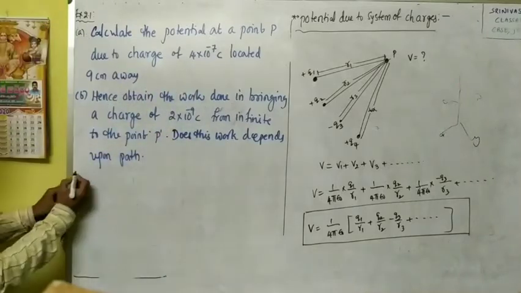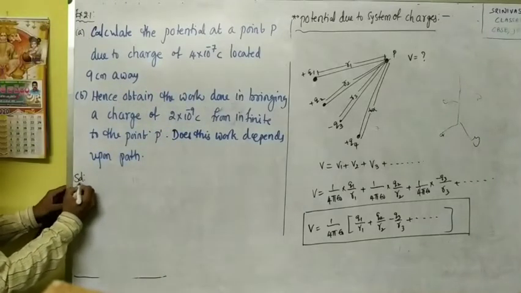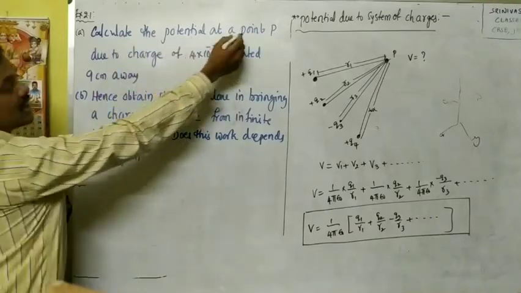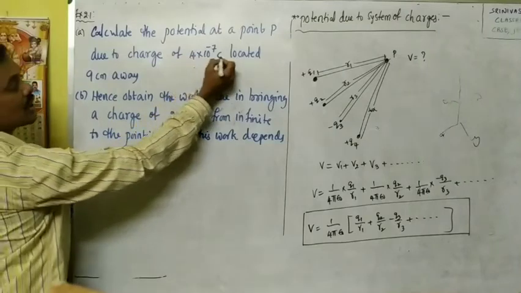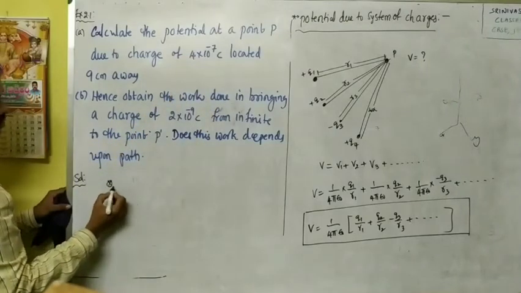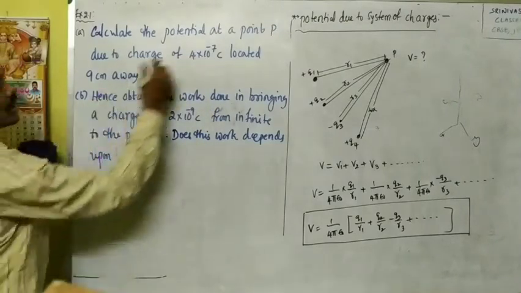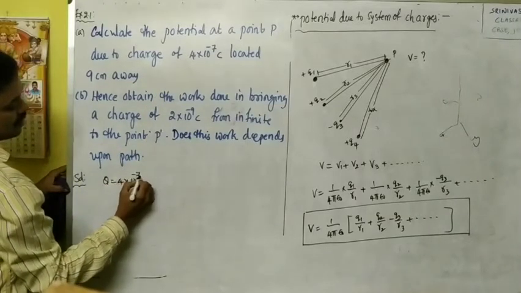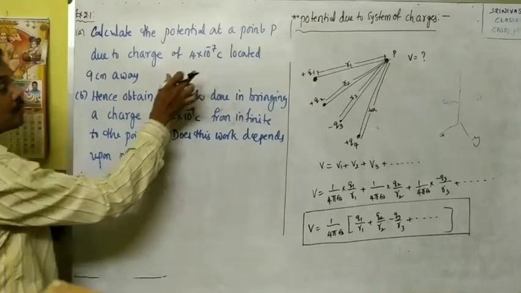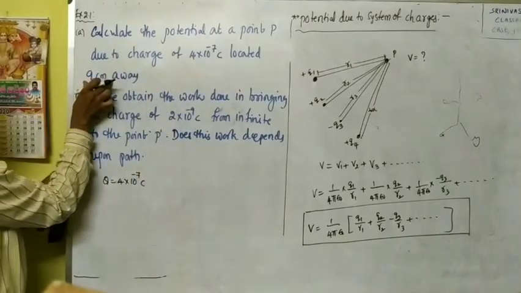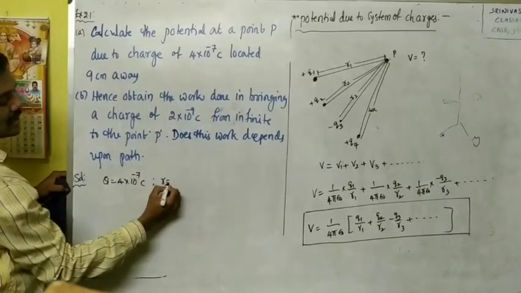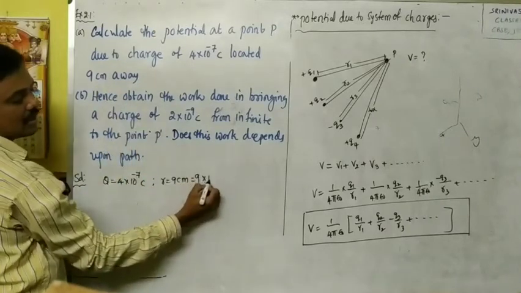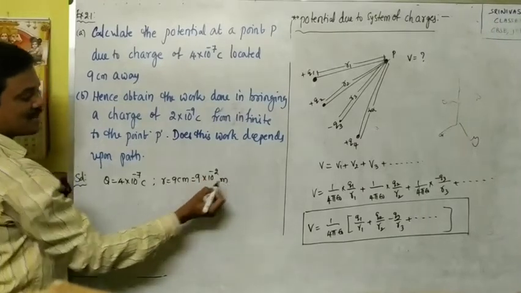Let us write the solution. What did they give in the question? There is a point P; calculate the potential at point P due to this charge. The Q charge they give. Charge value is 4 into 10 to the power of minus 7 coulomb. At what distance from this charge do you have to calculate the potential? At distance 9 cm, R they give as 9 cm. You convert this into meters: 9 into 10 to the power of minus 2 meters.